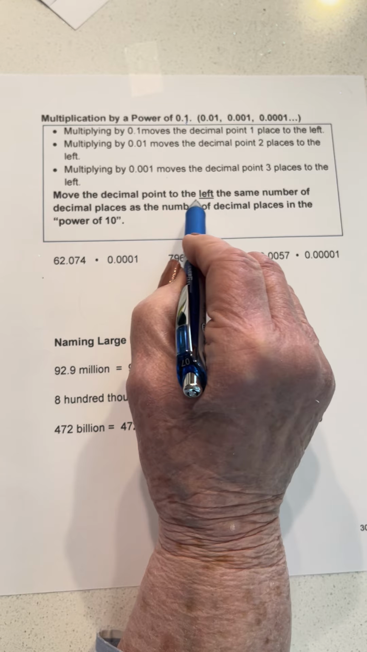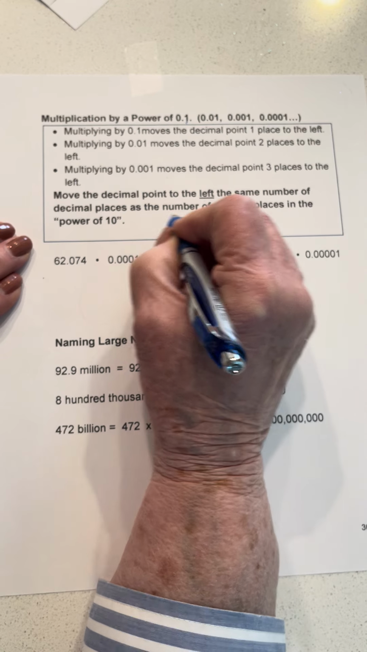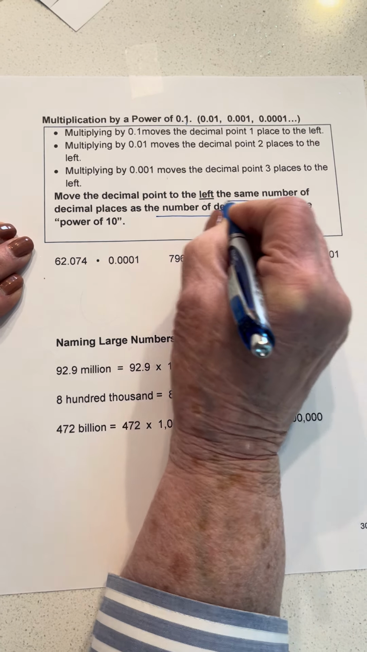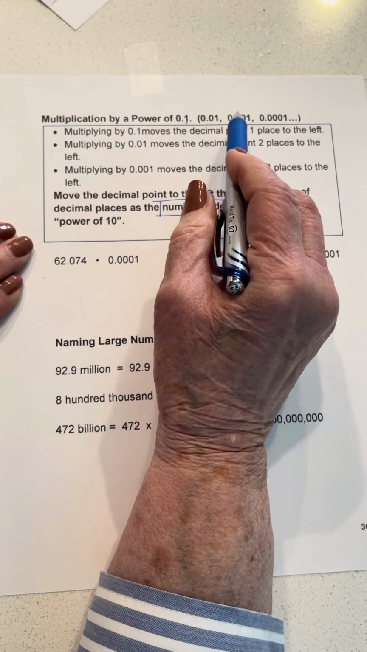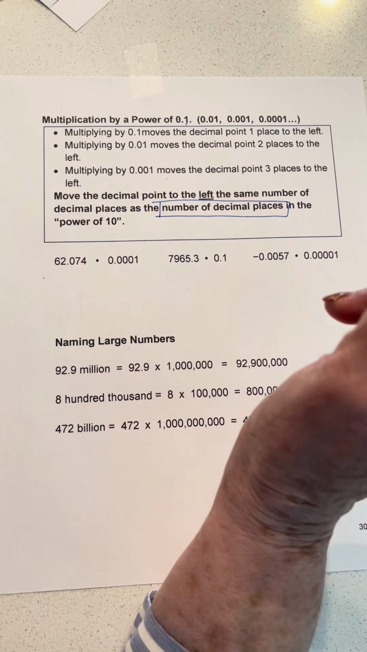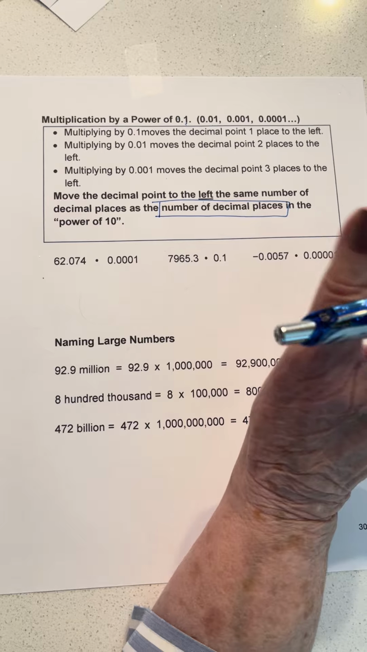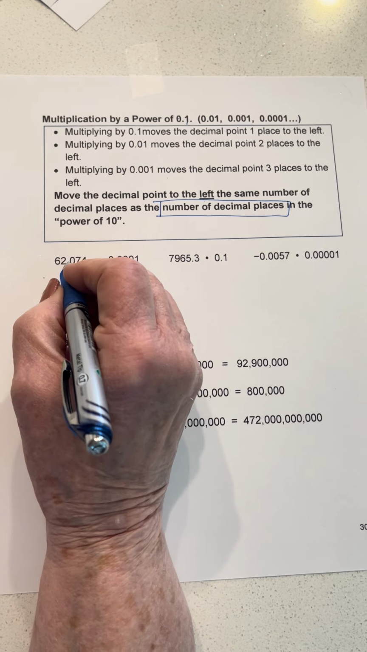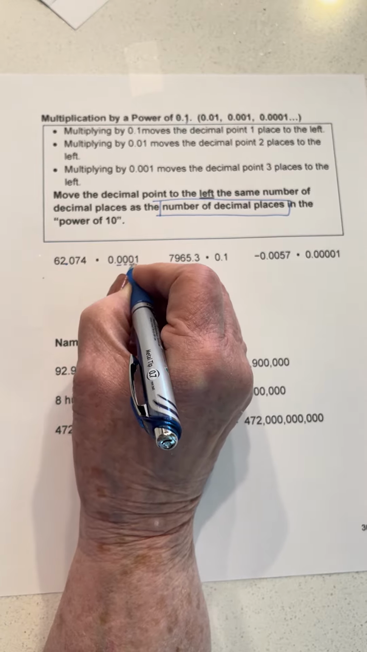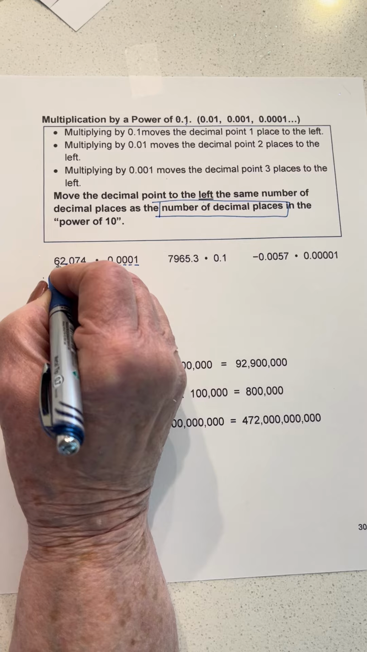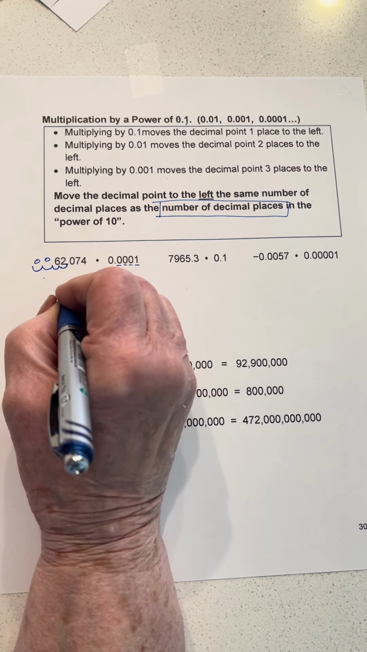And we're going to move the decimal point to the left the same number of decimal places as the number of decimal places in this power of 1/10. Okay, so we're not counting zeros this time, we're counting places. So if we wanted to multiply this by this number, we have 1, 2, 3, 4 places. We're going to move it to the left 4 places, so we're going to have 2 zeros.